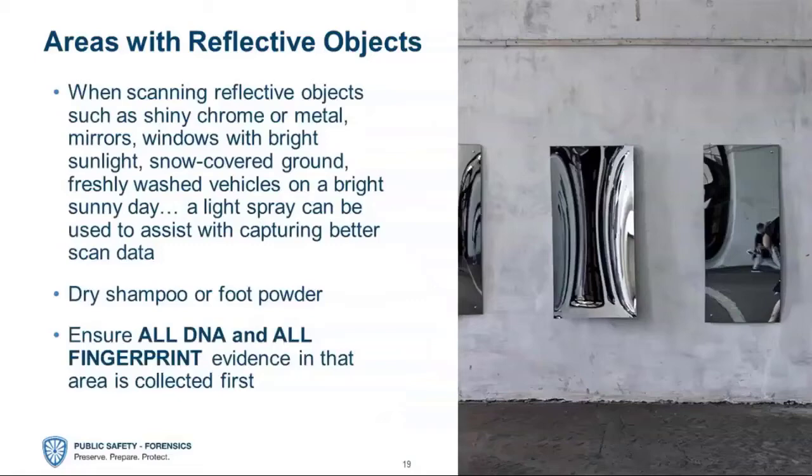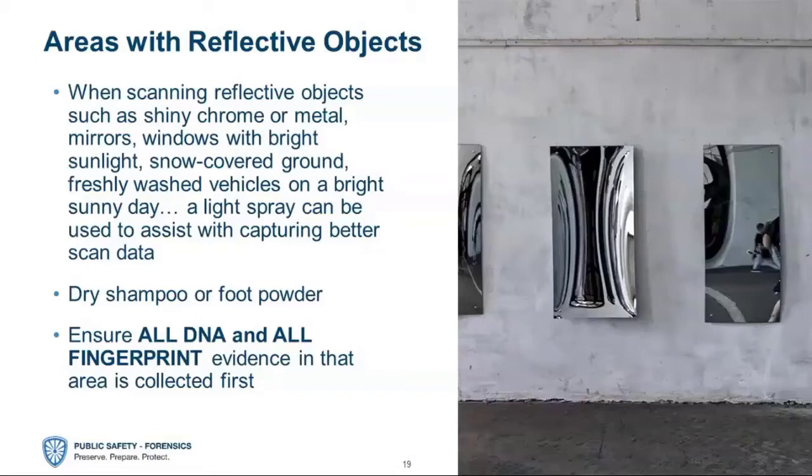Reflective surfaces can affect the quality of your laser scanning, including things like, well, what you see here, the shiny chrome metal, mirrors, windows, sometimes bright sunlight coming through the window. Snow-covered ground. If you live in an area where you get snow, you know how bright that snow can be. Or maybe it's a freshly washed car on a bright sunny day, but you get the idea, things like that. Well, one thing you could do if you had a mirror, for example, you could take craft paper and you could tape it over the mirror so that you didn't have that reflecting issue.